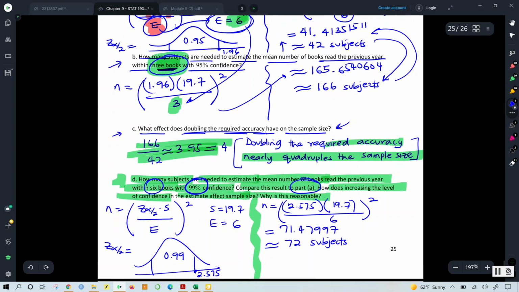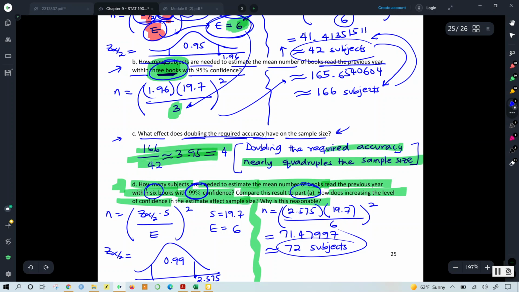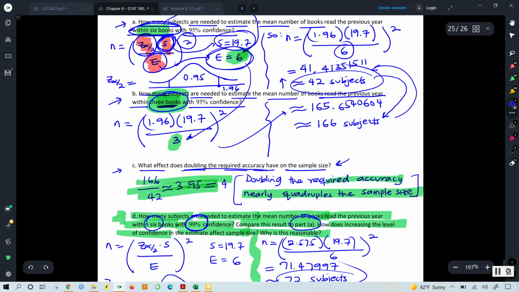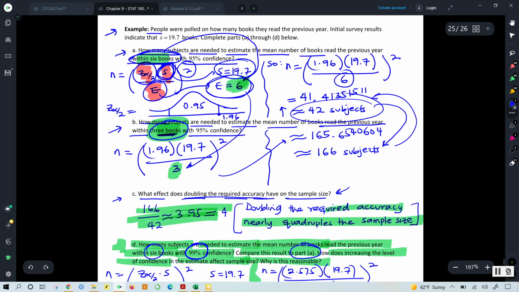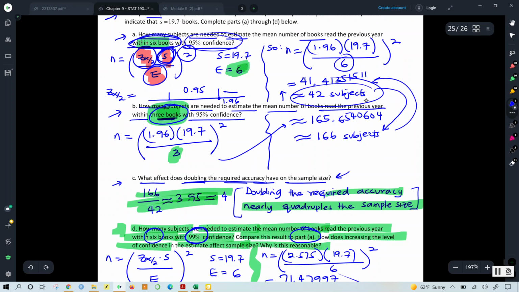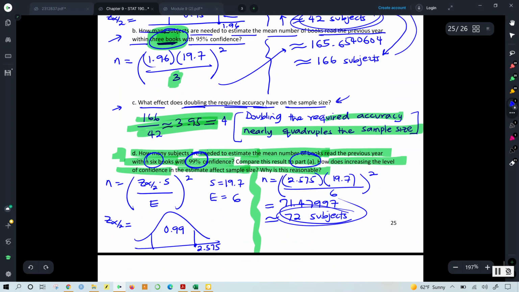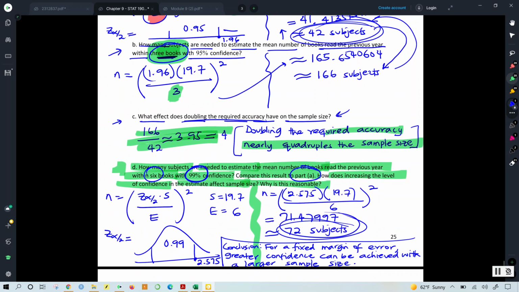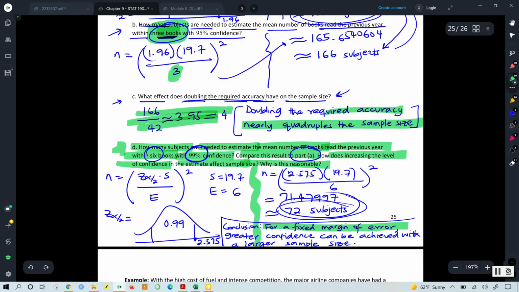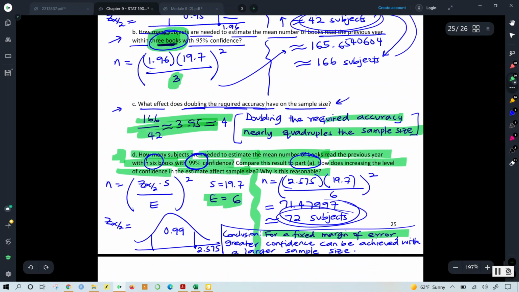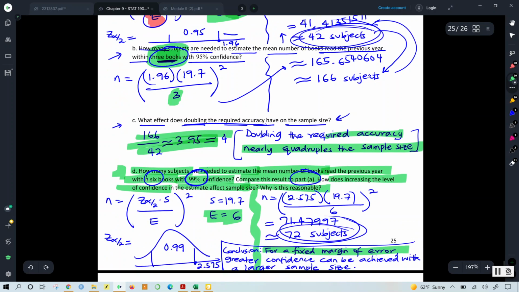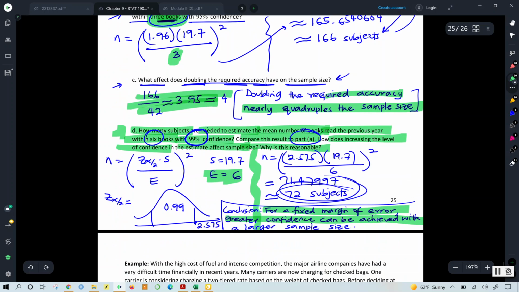So what do we observe if we compare the result here to the result in part A, where we had 42 subjects? We observe immediately that as the confidence level increases from 95% to 99%, there is an increase in the number of subjects. So it goes without saying that for a fixed margin of error, that is error equals 6 in part A and part C, greater confidence can be achieved with a larger sample size.